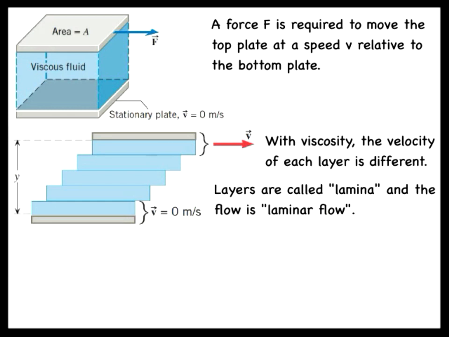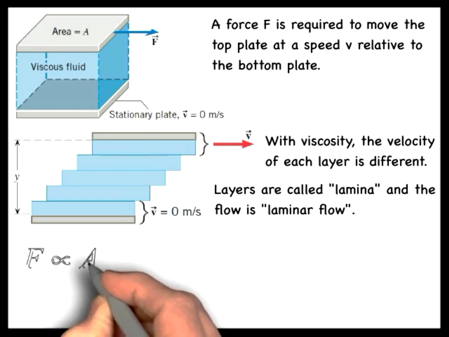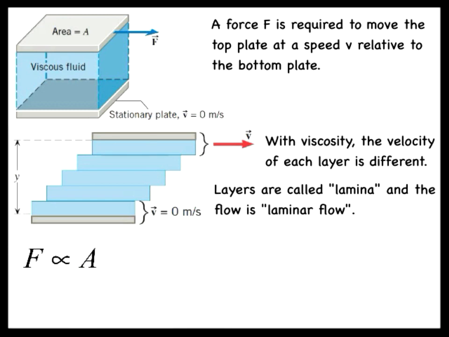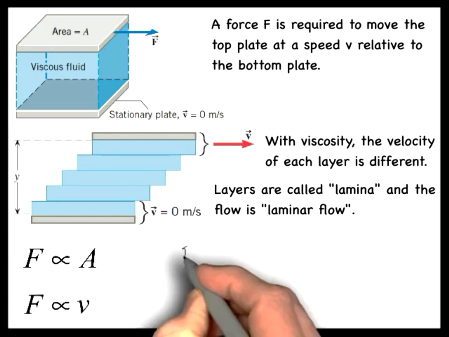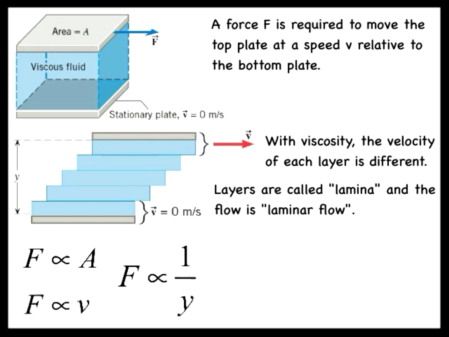The amount of force required depends on several factors. Larger areas A, being in contact with more fluid, require larger forces, so the force is proportional to the contact area. For a given area, greater speeds require greater forces. Therefore, the force is proportional to the speed. The force is also inversely proportional to the perpendicular distance y between the top and bottom plates. The larger the distance y, the smaller the force required to achieve a given speed for a given contact area.